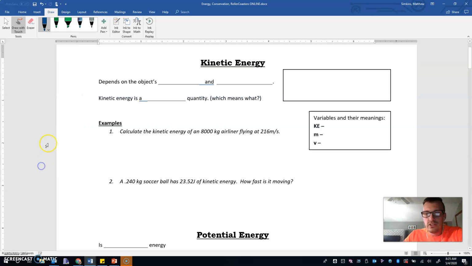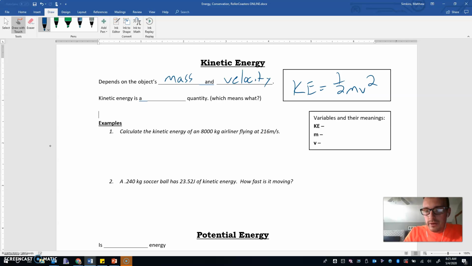Let's jump into it. Kinetic energy, we talked about that as the energy of motion. So that's going to depend on the object's mass and the object's velocity. And from that, we get the equation, kinetic energy equals 1/2 mv squared. So when I write KE, that's like all one big thing. It's kinetic energy equals 1/2 mv squared.